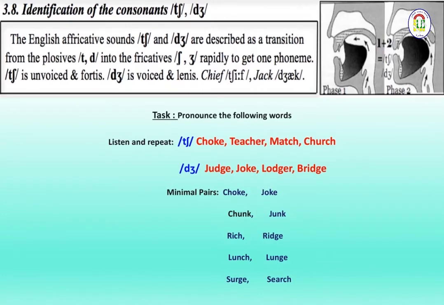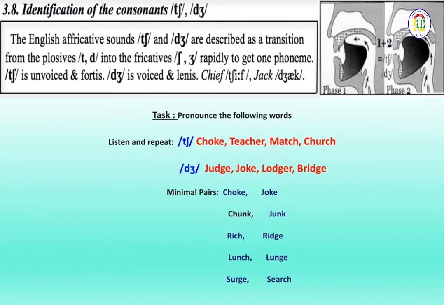The English affricative sounds ch and j are described as a transition from the plosives t and d into the fricatives sh and j rapidly to get one phoneme. That is, when we produce affricative sounds, we have a combination of plosive at the beginning and fricative at the end, rapidly, to get one phoneme. Ch is voiceless and fortis, that is, produced with more force than j. J is voiced and lenis, that is, it is weaker in articulation than ch, like in chief and jack.